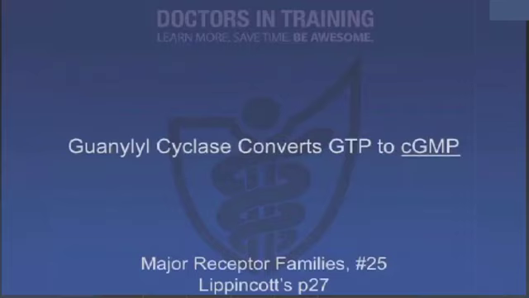Another second messenger system to know about is called guanylyl cyclase, which instead of converting ATP to cyclic AMP, converts GTP to cyclic GMP. And then this can go on and stimulate protein kinases. The guanylyl cyclase system is really found in fewer cells because fewer cells use cyclic GMP, specifically the intestinal mucosa and vascular smooth muscle both use cyclic GMP as second messengers.